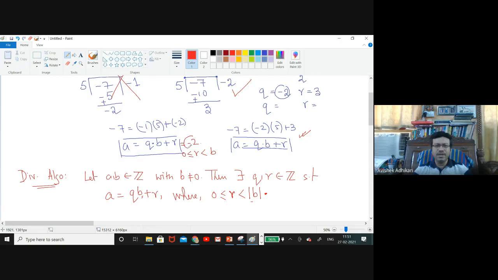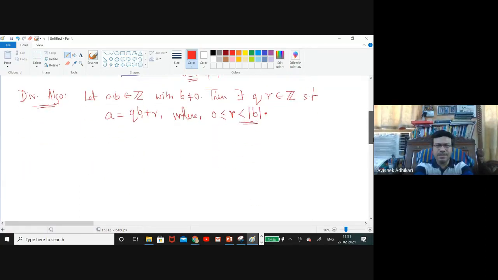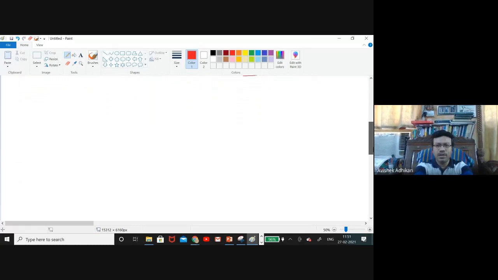So here the remainder is less than 0, but in our case the remainder will always be greater than or equal to 0, and it has to be strictly less than mod of b. If you do this, then your answer will be fixed. So this is the division algorithm, and it can be generalized further, and that's the idea for Euclidean domain. But before going into that, let us try to divide.